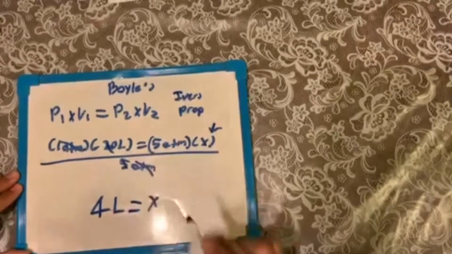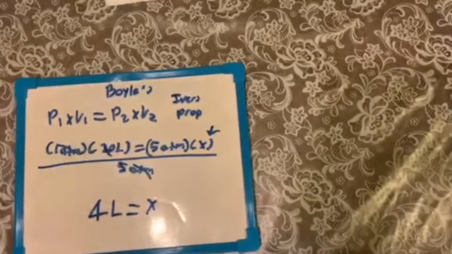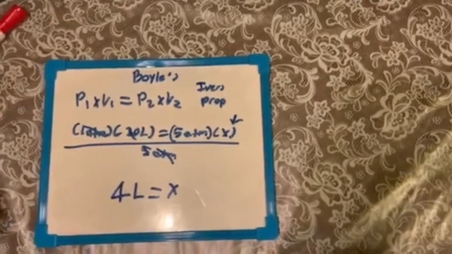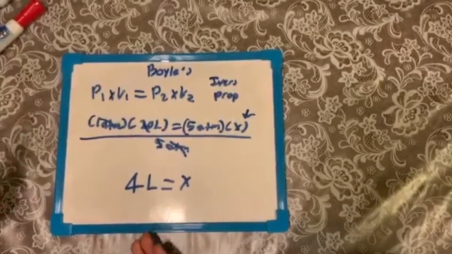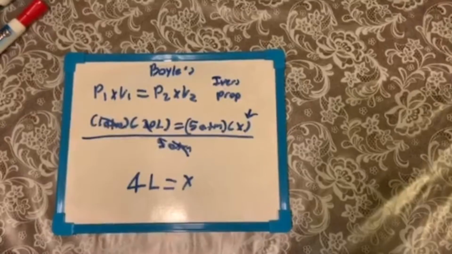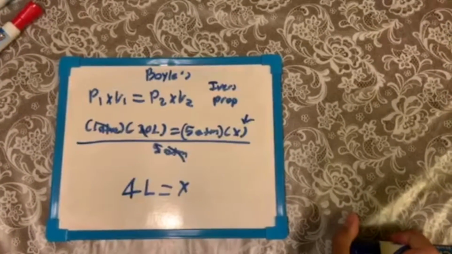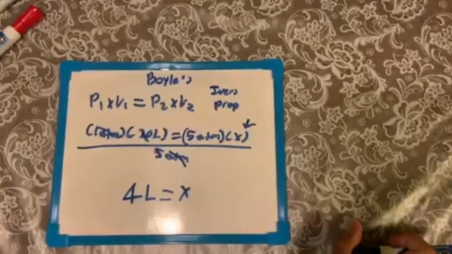As you can see, the pressure went from 1 to 5, so the pressure increased, and volume was 20 liters, but it went to 4. This shows how Boyle's law is inversely proportional. You can use this gas law when temperature is constant, and you're working with problems with pressure and volume.